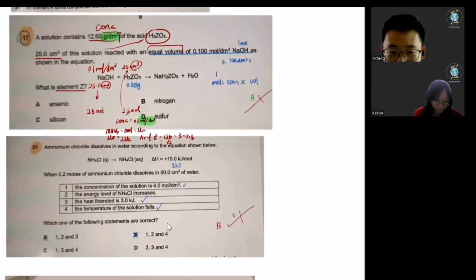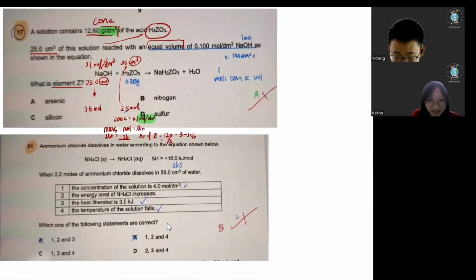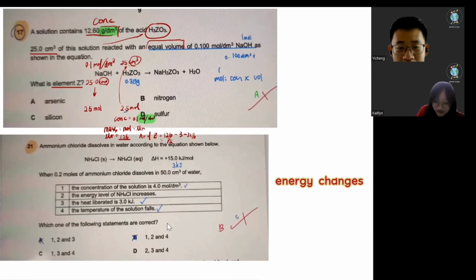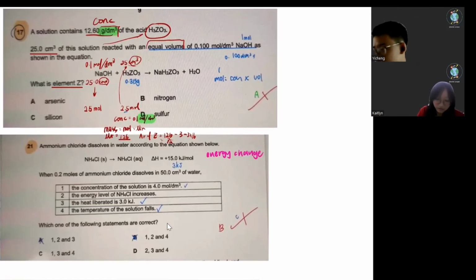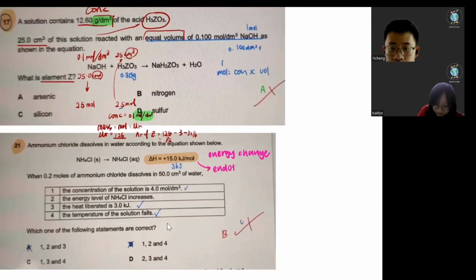Okay, so I think I'll be going through the next question. The next question is about energy changes. So we'll think about enthalpy change. We'll also think about endothermic and exothermic reactions. Over here, we can see that the enthalpy change is a positive value. So every time we come across a positive value, it's always endothermic.